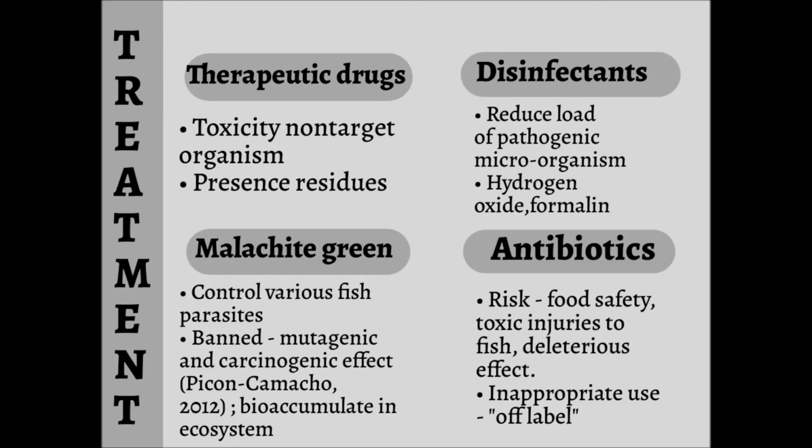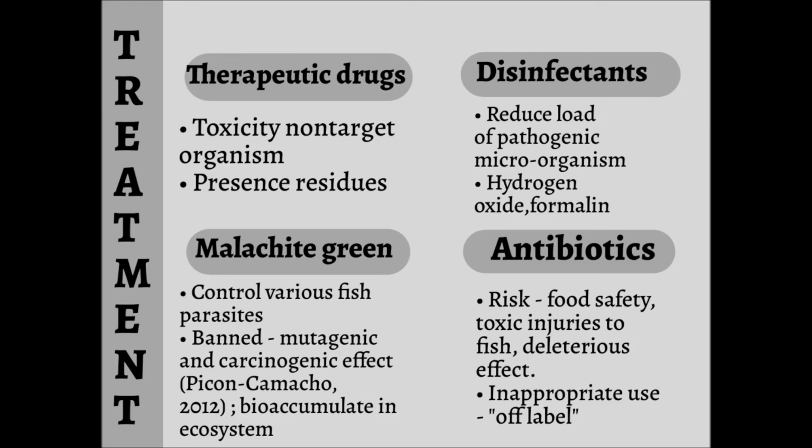their use in aquaculture. Malachite green is widely used for controlling various fish parasites, and it has been shown to be effective against this important pathogen of fish. However, this product has been banned in several countries because of its mutagenic and carcinogenic effects, and it remains persistent in the environment, and bioaccumulates in the ecosystem and in fish tissue. Use of antibiotics and veterinary drugs in aquaculture can pose risk to food safety and consumers, as well as causing toxic injuries to fish and deleterious effects on the aquatic ecosystem.